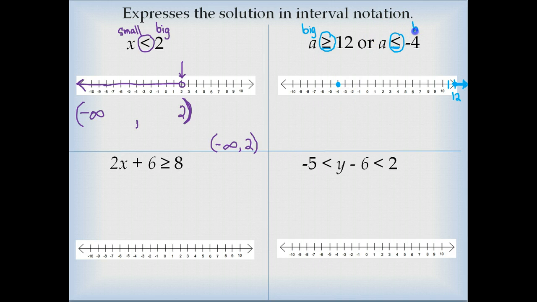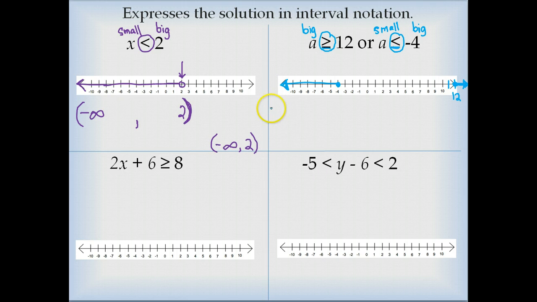So in other words, this is my bigger value. -4 is on the big side. The a's, the numbers that make this inequality true, are smaller than -4. So I'm going to shade to the left because these numbers are smaller than -4. Okay, so now to the interval notation part of it.